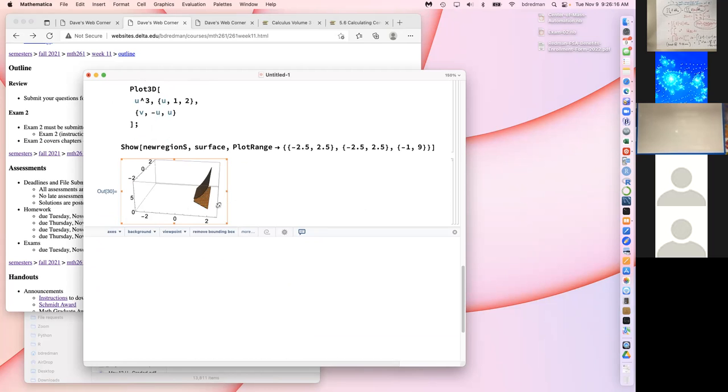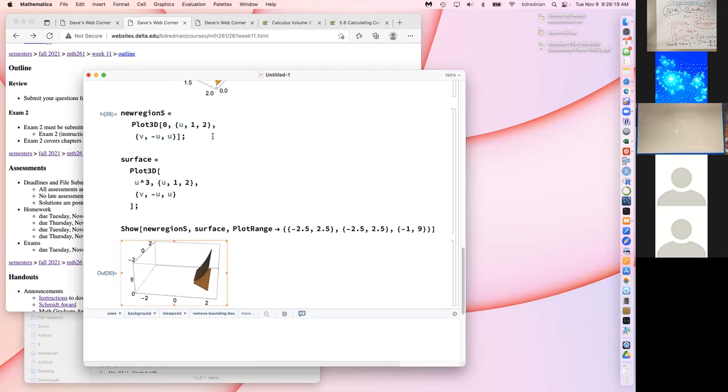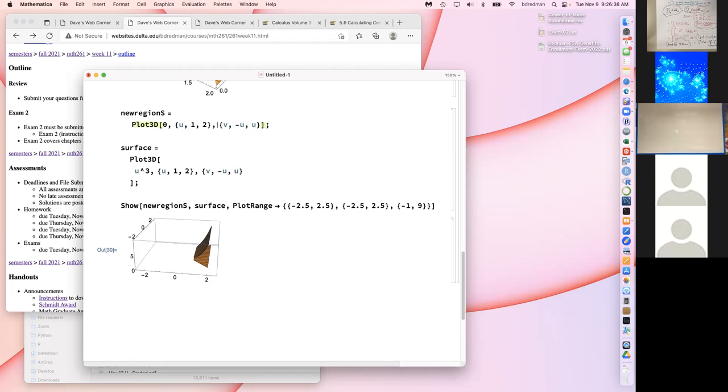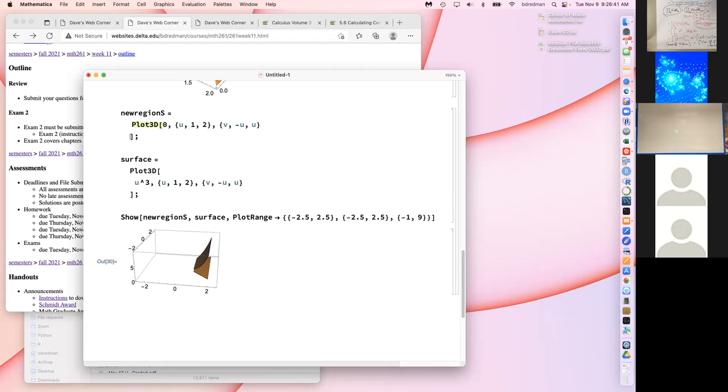And you could do this, and then you could decorate this with different sized things. So before I explain, let's first explain what I did. The new region S is a zero height surface with these trapezoid limits. The surface is a U cubed height surface with these trapezoid limits. Okay, so that wasn't too complicated. But if I want to illustrate this better, I'll say PlotStyle, and I will put in red, and it doesn't matter, blue, red, blue. Opacity is 0.5.